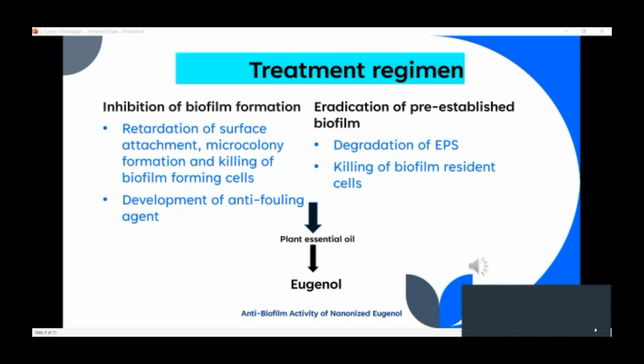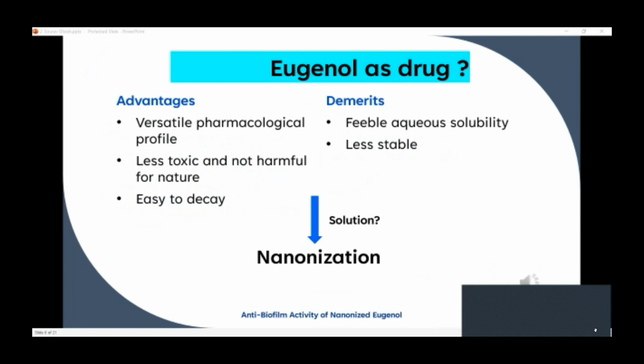All of the possibilities are available in one compound, that is plant essential oil eugenol, which is majorly found in basil leaves, clove bud, cinnamon, etc. Now, it is time to evaluate eugenol as a drug candidate. Eugenol has some advantages as well as some disadvantages. It has a versatile pharmacological profile including antimicrobial, analgesic, antioxidant, anticonvulsant, neuroprotective action, etc. It is green in origin, that's why it is less toxic and not harmful for nature. It is easy to decay, and the demerits of eugenol are it is poorly water soluble, that's why it is less bioavailable to our systemic physiology, and it is less stable also.